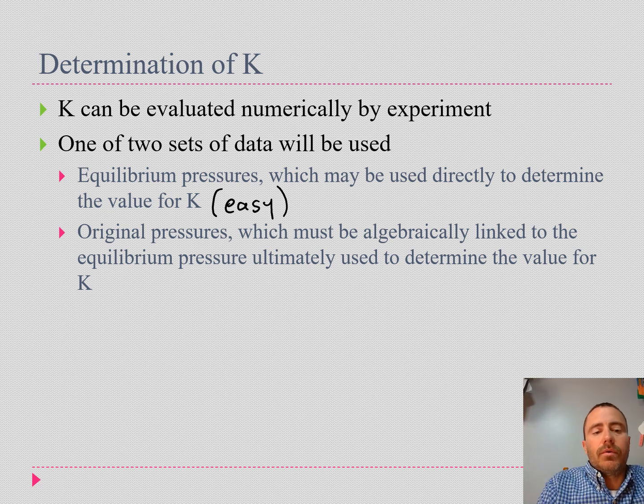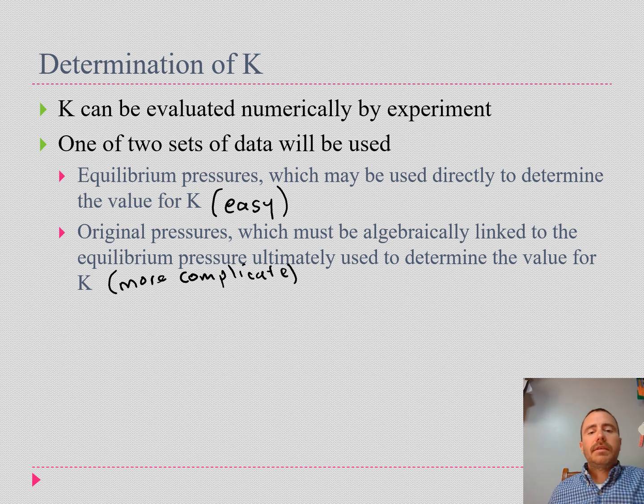The other way to do it, which is more complicated, is to take the original pressures and then see what happens over time until we finally reach equilibrium. We're going to algebraically link them to this. What we're going to see is that, over time, we look at the coefficients from our balanced chemical equations, and use them to figure out when things are going up and down and by how much. Then we can plug those in to solve for our equilibrium constant.